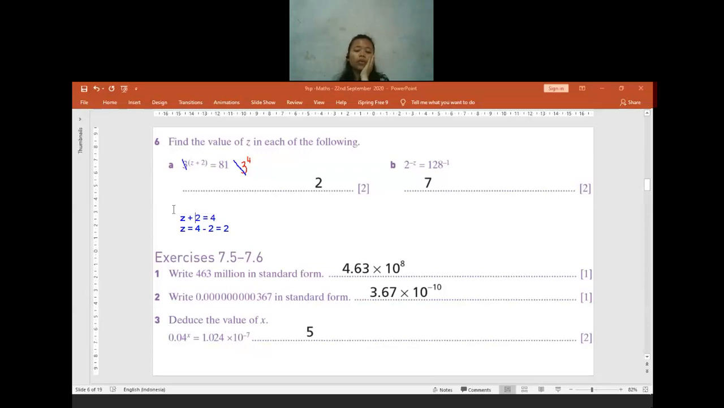You have 2 to the power of negative z equals 128 to the power of negative 1.